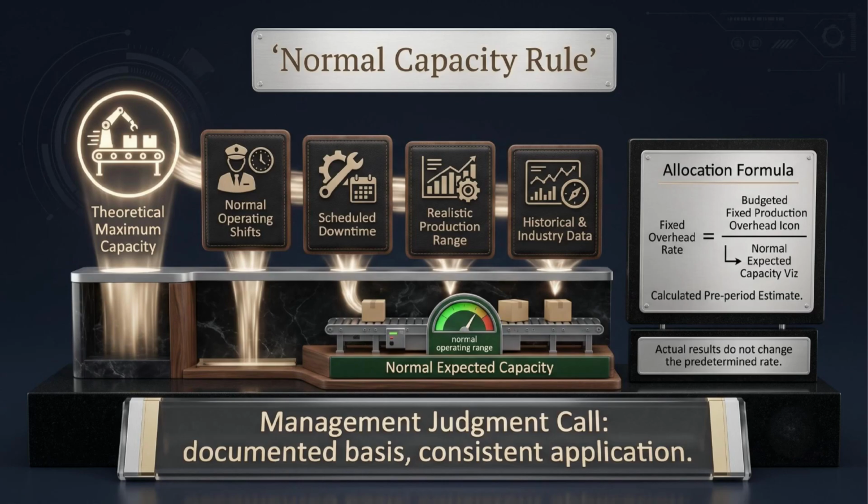The formula is budgeted fixed production overhead divided by normal capacity. Normal capacity is not maximum possible output, and it is not simply the current period's actual output. It reflects expected production under normal conditions, considering normal shifts, scheduled maintenance downtime, realistic production ranges, and entity or industry experience. Management must document the basis and apply it consistently. Normal capacity is not a magic number from the accounting sky. It is a judgment, and like every good judgment, it needs evidence.